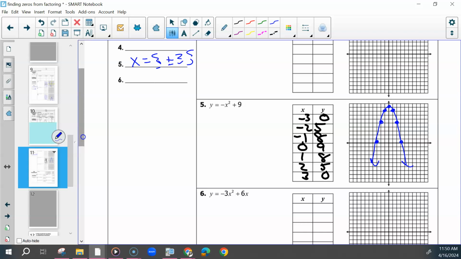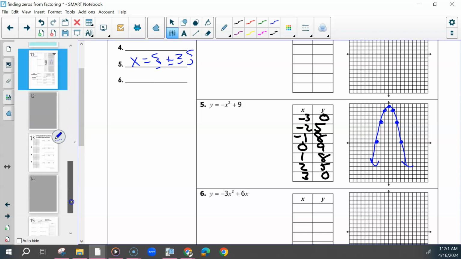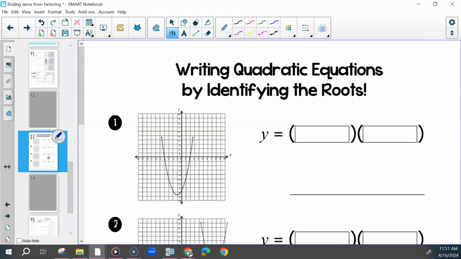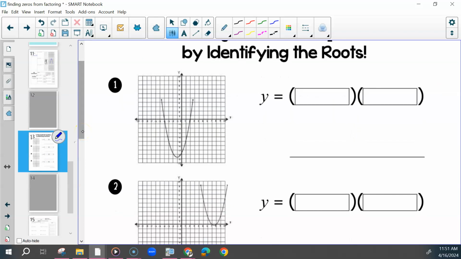Look at the very last page. Not only do you have to be able to find your zeros from your graph algebraically and graphically, but also be able to write the equation from your factors. So we'll do two of these. For the first one, you have to find what your x-intercepts are. What are those two x-intercepts? -4, 0. I'm just going to put x equals -4, but that would be the ordered pair. And then the other one? 2.